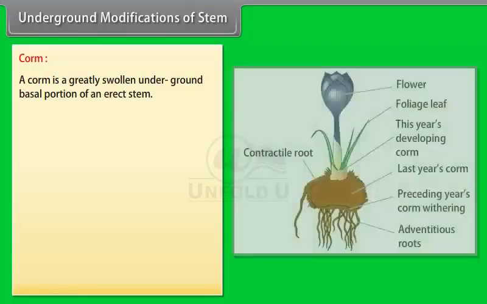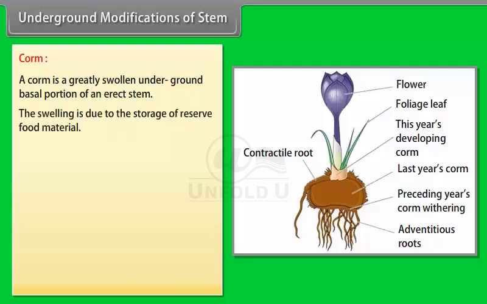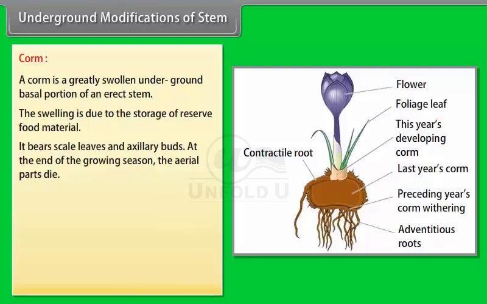Corm. A corm is a greatly swollen underground basal portion of an erect stem. The swelling is due to the storage of reserve food material. It bears scale leaves and axillary buds. At the end of the growing season, the aerial parts die.